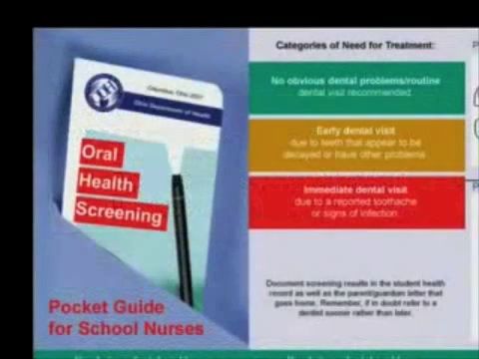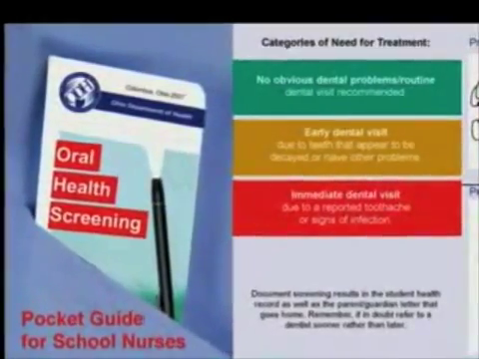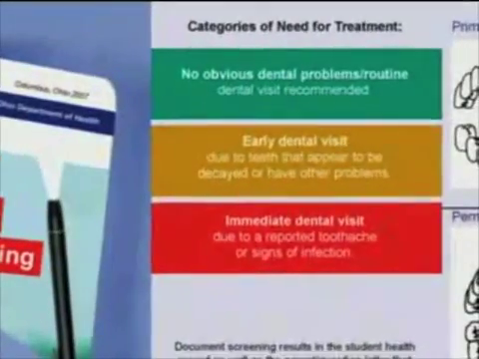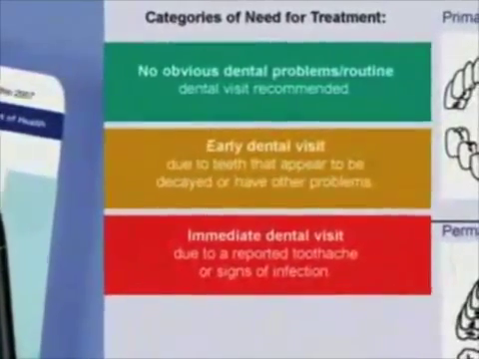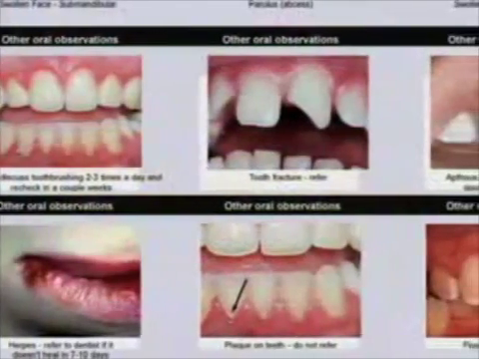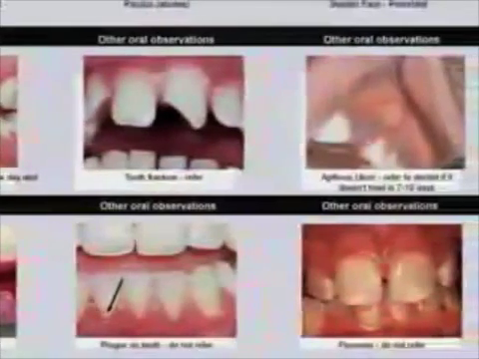The laminated pocket guide is used as a reference while the screening is conducted. It is divided into sections based on treatment need: no obvious dental problems, early dental visit needed, and immediate dental visit needed. At the end of the guide is a section with photographs of other oral findings you may observe.